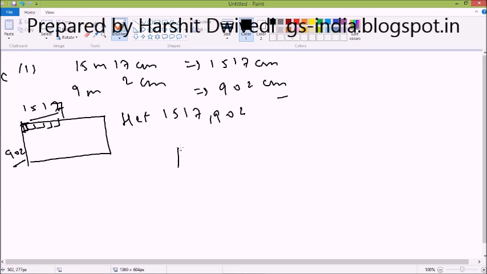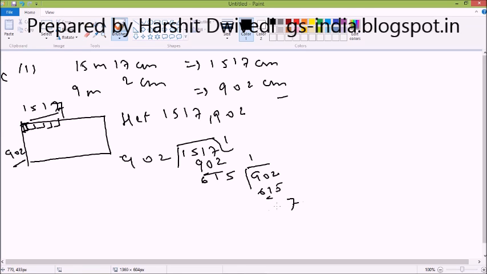So using my traditional method, in order to find the HCF of 1517 and 902, I am going to divide 1517 by 902. How this method operates I have already told you. It comes out 1 and remainder 615. Then 902 divided by 615 comes out 1, remainder 287. Then 615 divided by 287 goes around 2 times, and 561 comes out at 4.